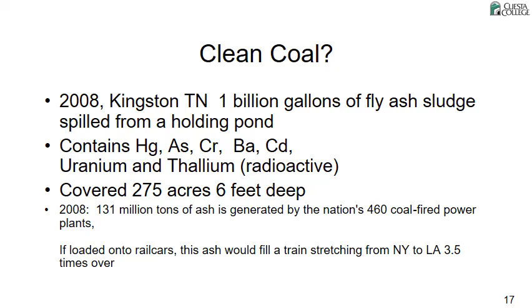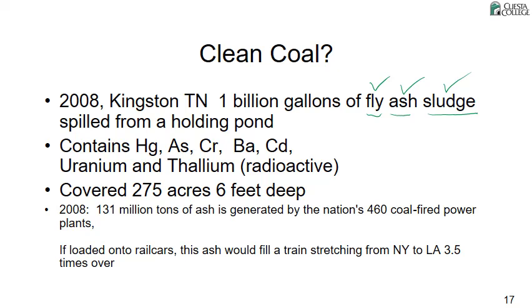The waste product from coal is called fly ash sludge. We make a lot of it in this country from our coal-fired power plants. You don't really need to know much about fly ash sludge to know it's bad, because it's got 3 really bad words in it. Fly, bad. Ash, bad. Sludge, bad. Fly ash sludge, triple bad.